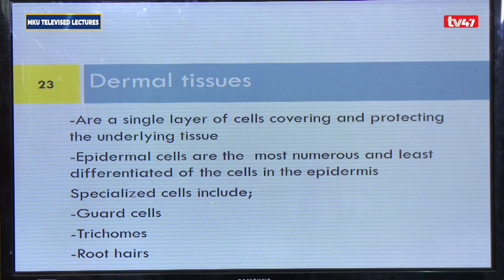We have the guard cells that are normally found basically at the opening of the stomata. And the guard cells play the role of controlling the opening and the closing of the stomata. And as they do so, they regulate and control the loss of water from the plant. They also control respiration by controlling the movement in and out of the respiratory gases into the plant.